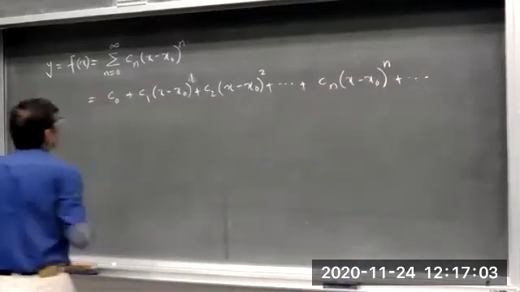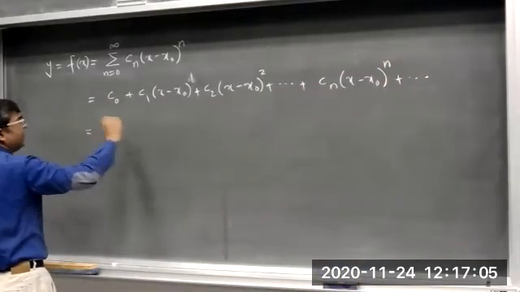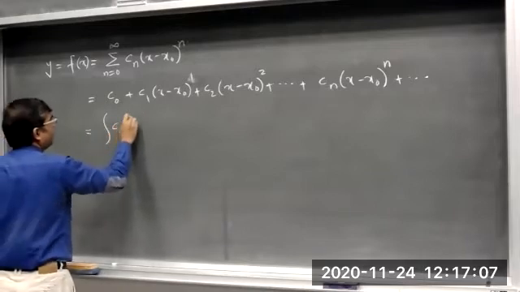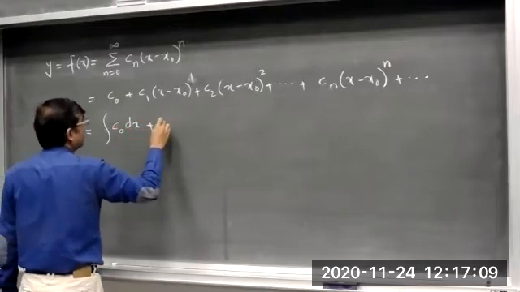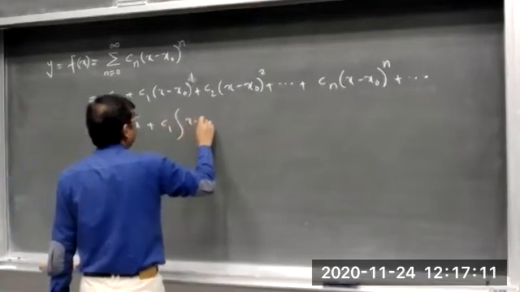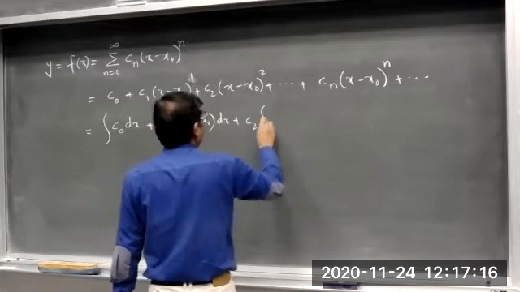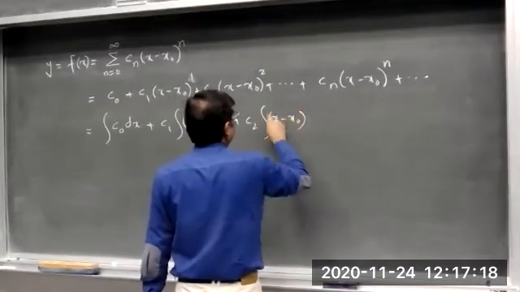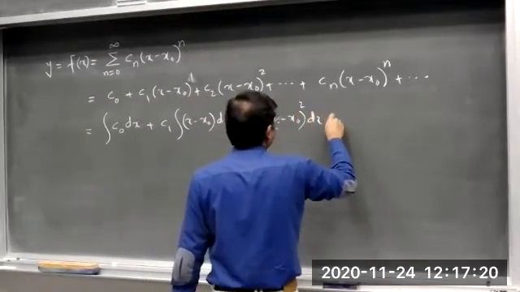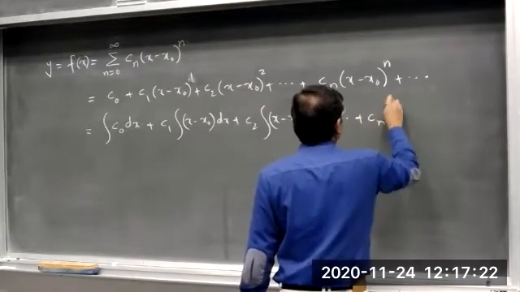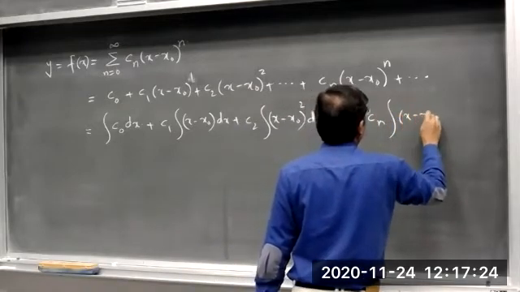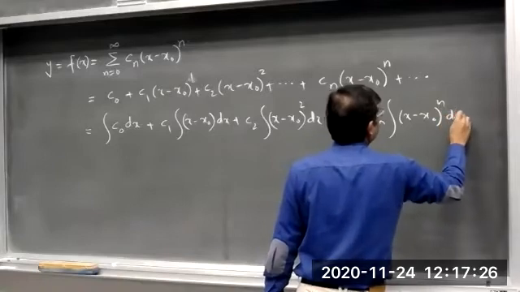So what we do here is take the integral of each term: integral of c naught with respect to x, plus c1 integral of (x minus x naught) raised to power 1 dx, plus c2 integral of (x minus x naught) raised to power 2 dx, plus so on, plus c_n integral of (x minus x naught) raised to power n dx, plus so on.